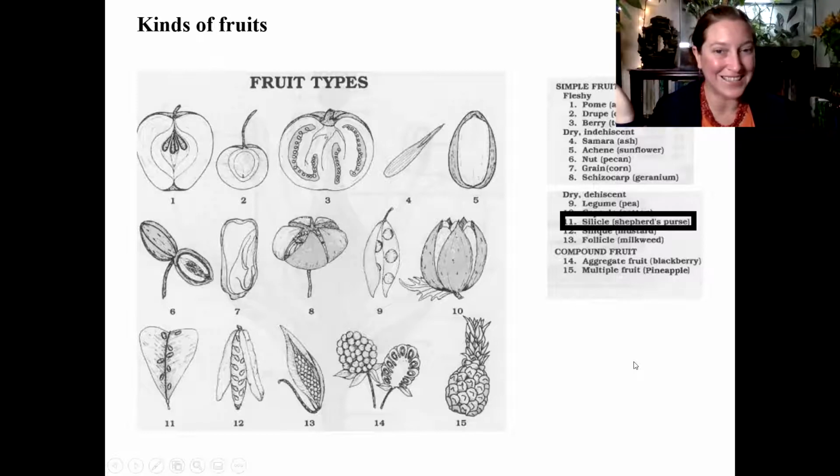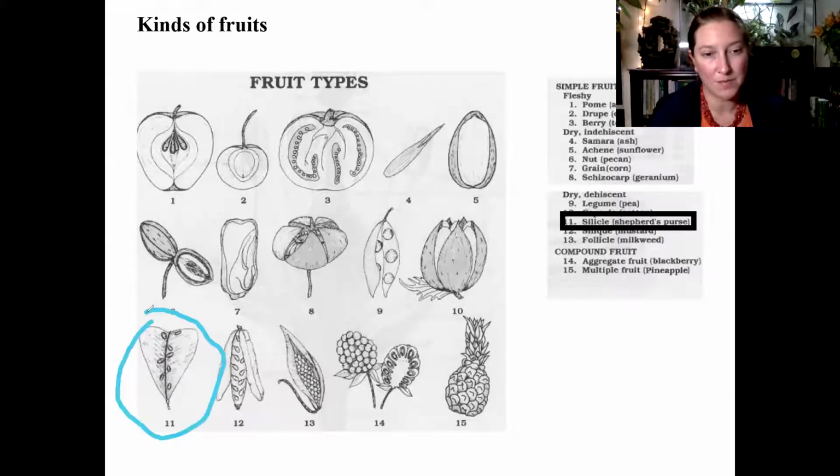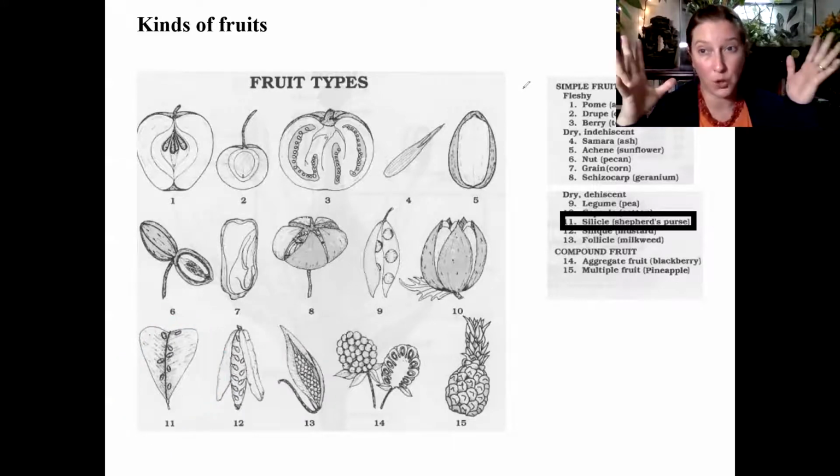Notice my study species makes the list too with its silicle. So shepherd's purse has a dry, dehiscent fruit called a silicle, which is this guy over here. That's my shepherd's purse. So it's a dry fruit that eventually will split open.